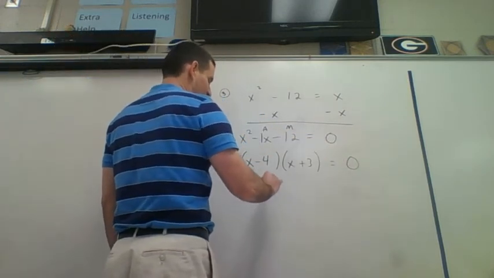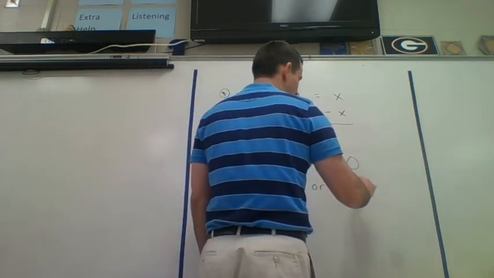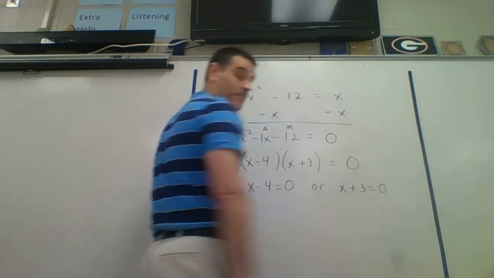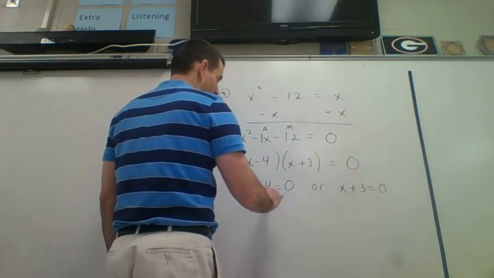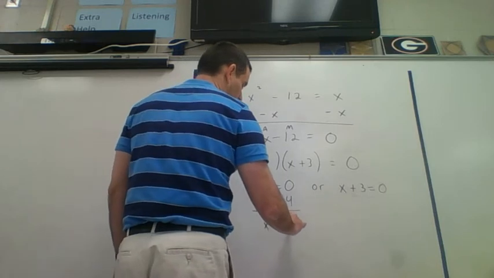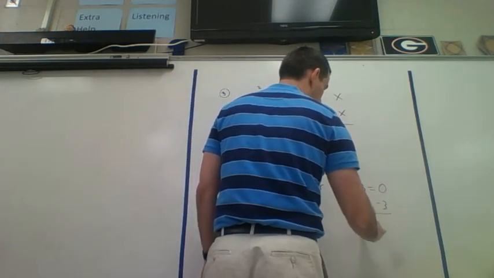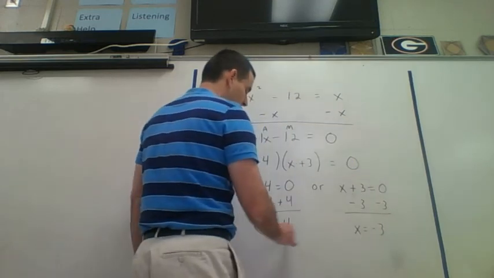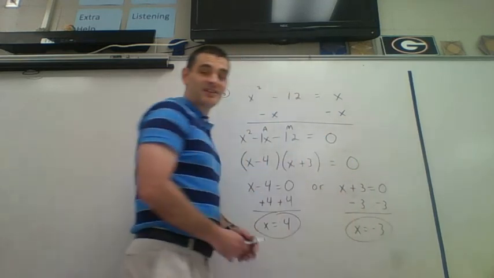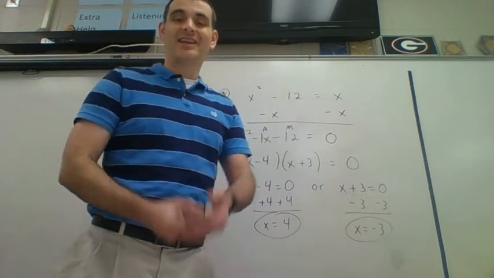But we have an equals 0. So we want to say x minus 4 is equal to 0, or x plus 3 is equal to 0. I'm then going to add the 4. Easy to solve here. I'm going to subtract the 3. And those are my two solutions. Okay, so that's solving a quadratic equation using factoring.